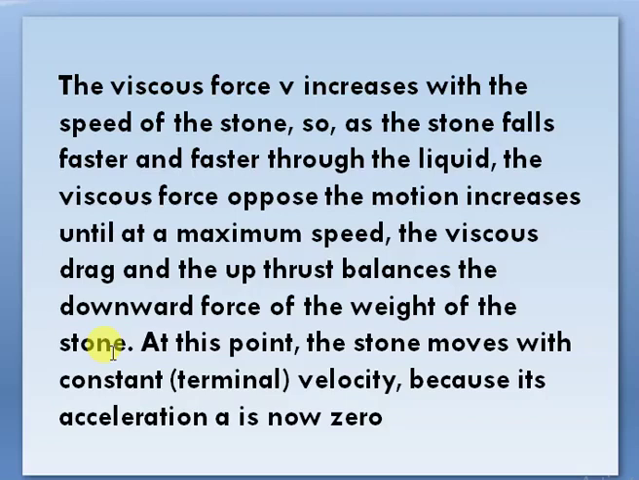That will happen until a point when this viscous drag or viscous force and the upthrust, both of them acting upward, balance the weight of the stone, that is the one acting downward. Now at such a point, the stone moves with what? A constant, or what we call terminal velocity. Why? Because its acceleration is now 0. So whenever you reach a terminal or constant velocity, acceleration becomes 0.